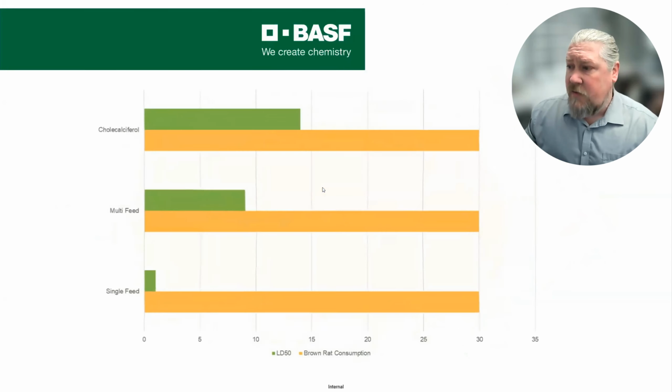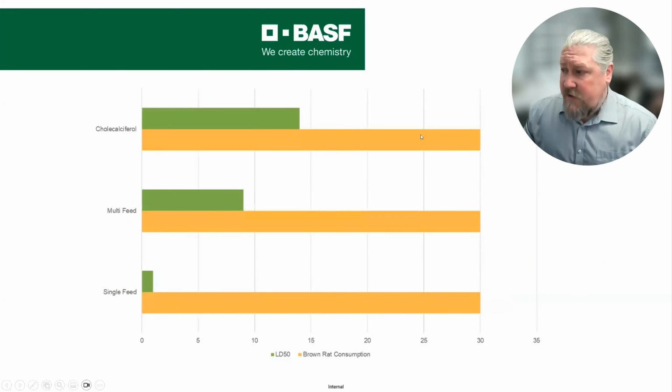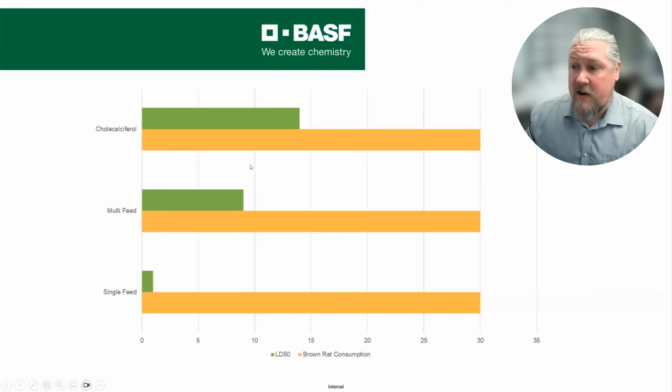We can look at this in this way, which is, if this is the total amount of food that a brown rat needs to eat in a single day in order to stay healthy and happy, if you just look at the cholecalciferols, it's going to require just a little under half of their daily food every day. 300-gram rat, 30 grams, about 14.5 grams for a rat. Your multi-feed baits, so I've taken an average here, but this is difenacoum, it's going to require about 9 or 10 grams. And a single feed, you're looking at between 1 and 2 grams.